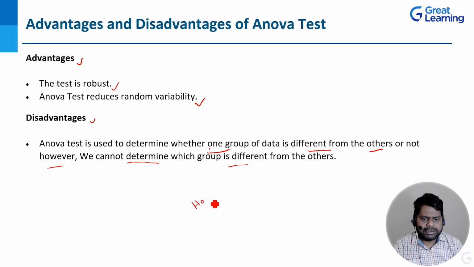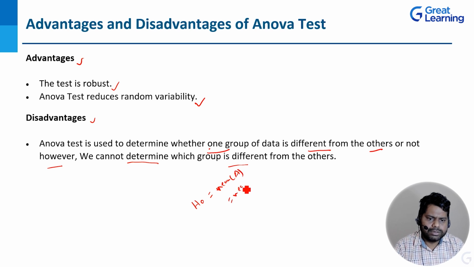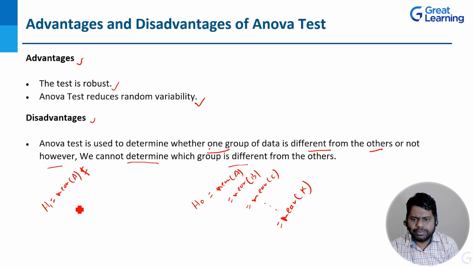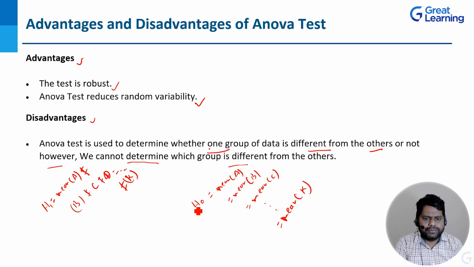So let's understand that. Our null hypothesis says that the mean of A is equal to the mean of B is equal to the mean of C is equal to the mean of K. Whereas H1 says that at least the mean of A is not equal to the mean of B, is not equal to C, is not equal to D, similarly is not equal to K. So here we can see that either the means are the same or they are not the same, but we cannot say which particular group's mean is not similar to the other one. So this is a disadvantage of the ANOVA test.